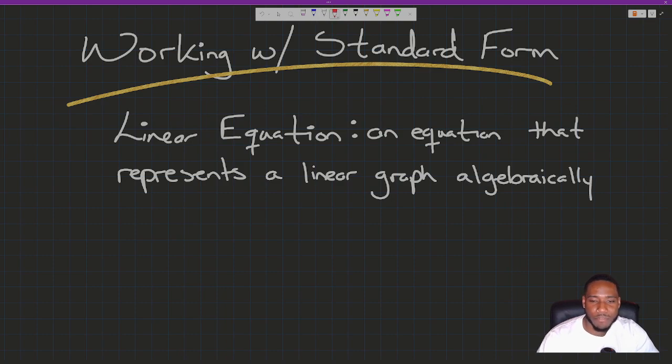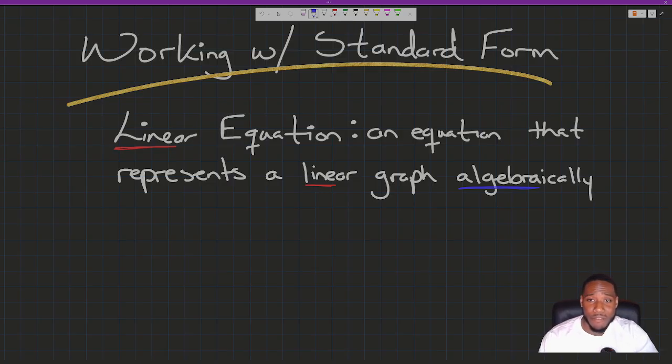And a few things I want to flag for you there. The word linear, as you see it there, has that word line in it, L-I-N-E. And so when we say a linear graph, we're just talking about a graph that represents, or models, a straight line. And when we use this phrase algebraically, remember algebra is dealing with unknowns. We have variables in those equations, namely x and y.